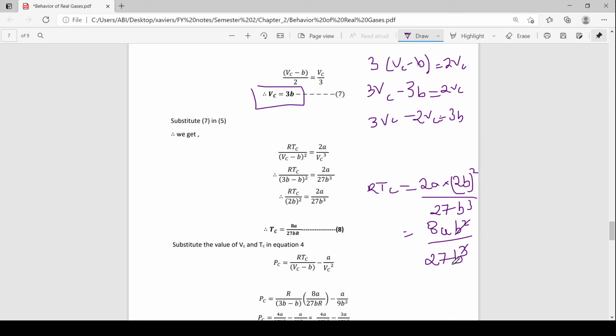So I get 8a upon 27b, and since I want tc on one side, I can bring this r in the denominator, therefore giving me my value of my critical temperature, that is tc is equals to 8a upon 27br.